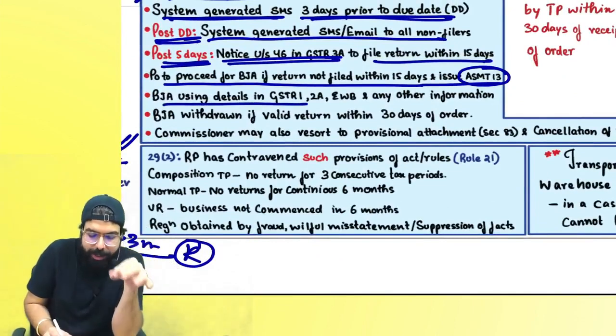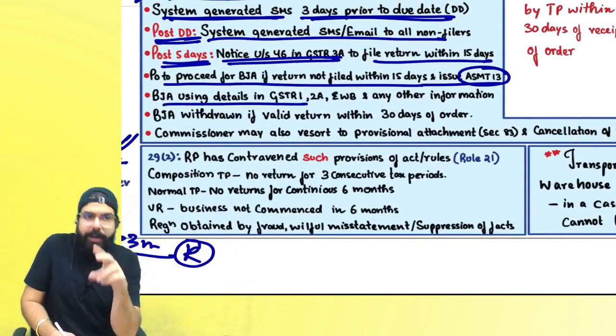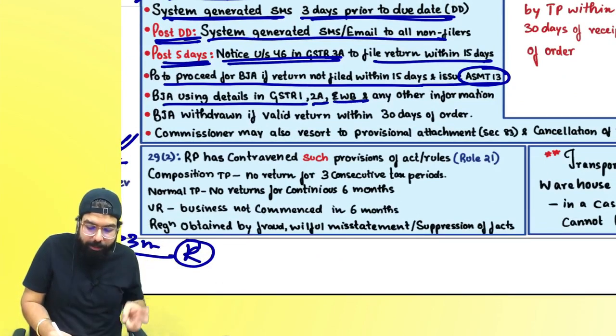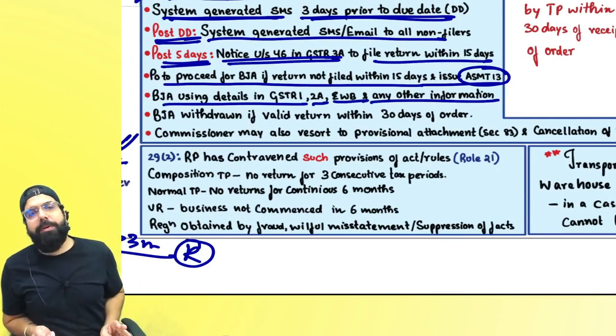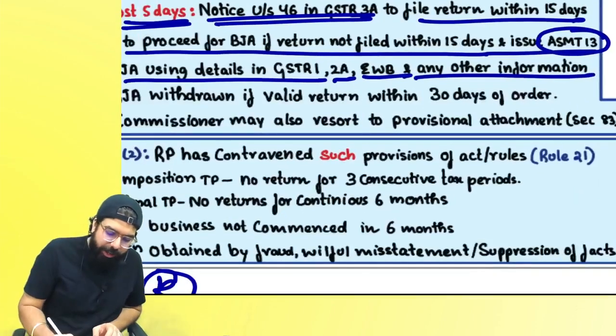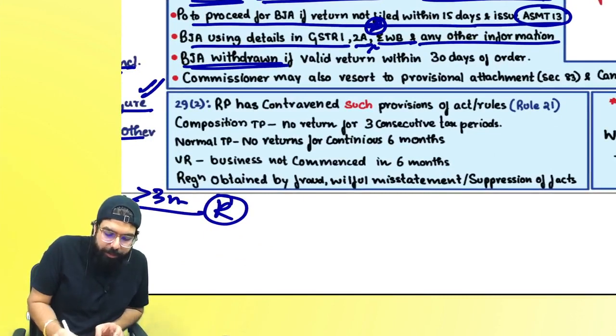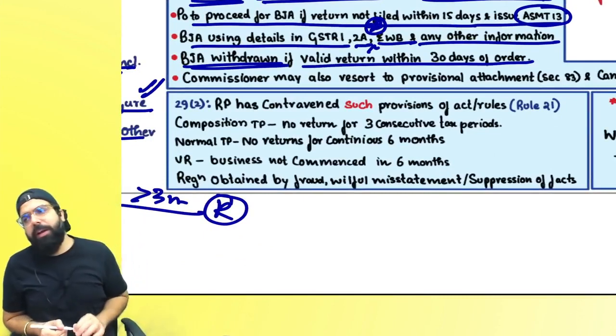When he is doing the best judgment, he will use your GSTR 1, GSTR 2A, 2B details, e-way bill details, and any other information available. He can use 2B details also, right everyone? Then the best judgment will be withdrawn if a valid return is furnished within 30 days.